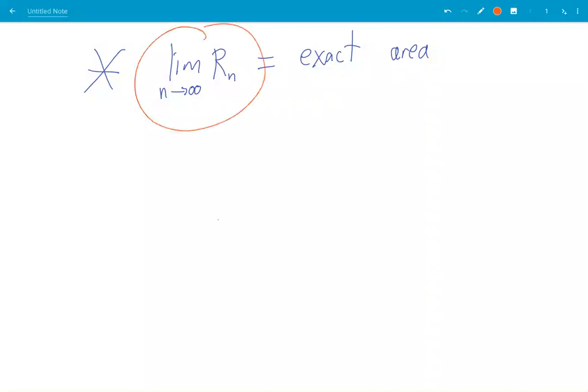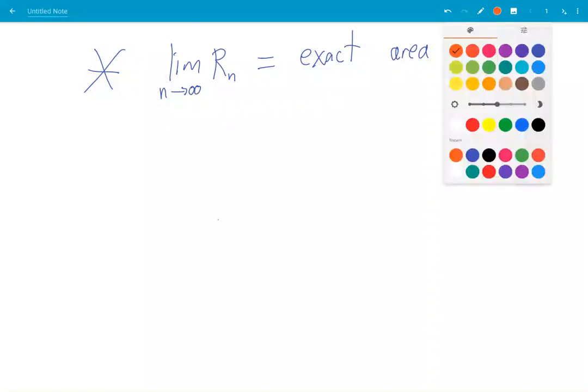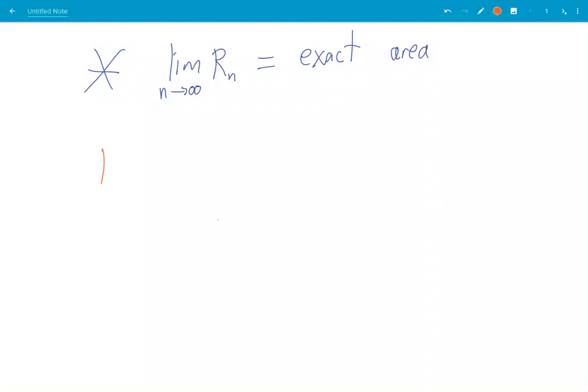Now we'll take this and build on it. So what is it? Well, let's start with Rn. Maybe R4 we'll start with. Remember R4 was 0.25 times f of 0.25 plus f of 0.5 plus f of 0.75 plus f of 1. That's what it was, right?